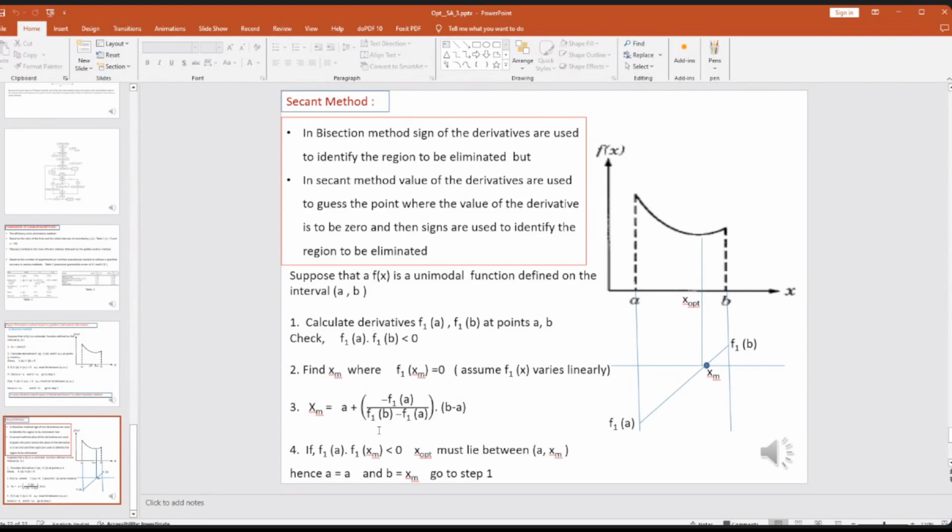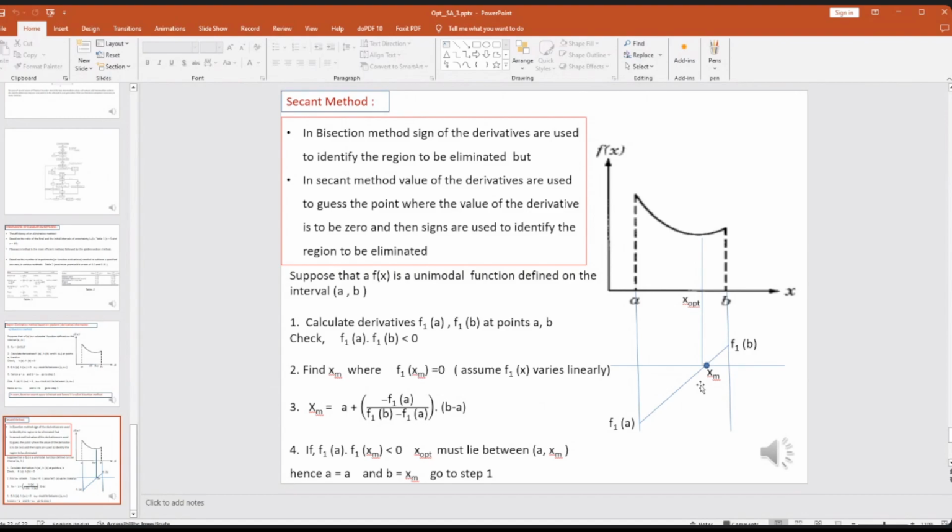And then you check, like in the bisection, whether f'(b) into f'(xm) is less than 0, or f'(a) into f'(xm) is less than 0, to identify what region is to be eliminated. So my question is, there are three possibilities about the gradient of xm. It can be multiplied with the gradient of a and it is less than 0. In that case, the optima lies between a and xm. So in that case, can we again apply the second method for guessing another xm?